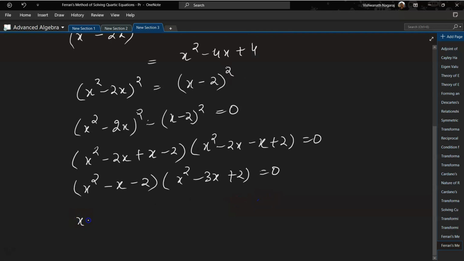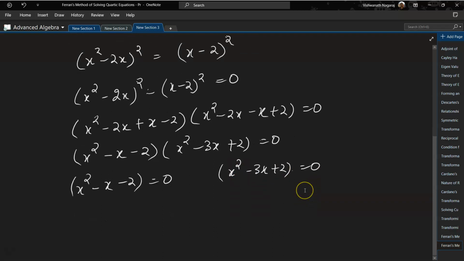Now we know that if this has to be 0, then even if one of them is 0, the product will be 0. So x² − x − 2 = 0 or x² − 3x + 2 = 0. That means we have got two quadratic equations. We solve each of them. So this becomes x² − x − 2, easy to convert minus into plus. Now what do we do? Let's say 2 and 1, 2 ones 2, with minus into minus being plus. So if we make this as plus, what do we get? −2 + 1 is −1. So x is equal to −1, 2.